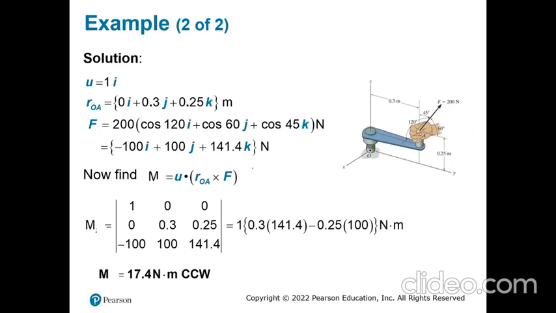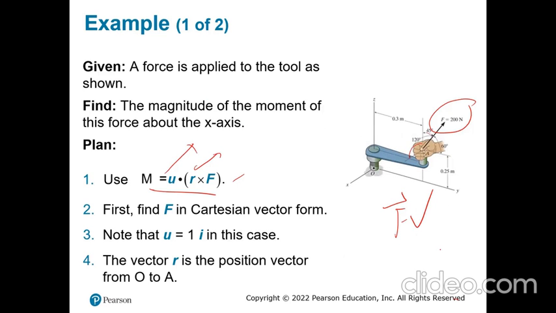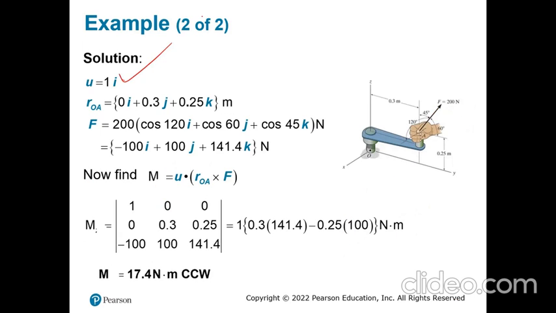So let's look into my unit vector. Since the question is about the x-axis, I know it's only i, other terms are 0. Then I need to get my position vector. So how do I get my position vector? The distance is given. I directly draw the position vector from O to A. So my A lies in the y-axis, so there is no x-coordinate, so that's 0, and it goes 0.3 in y, so that's 0.3, and it's at the height of 0.25. So I have my position vector.